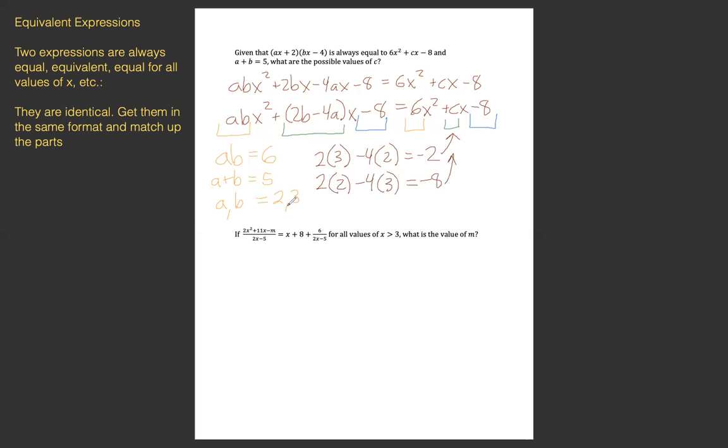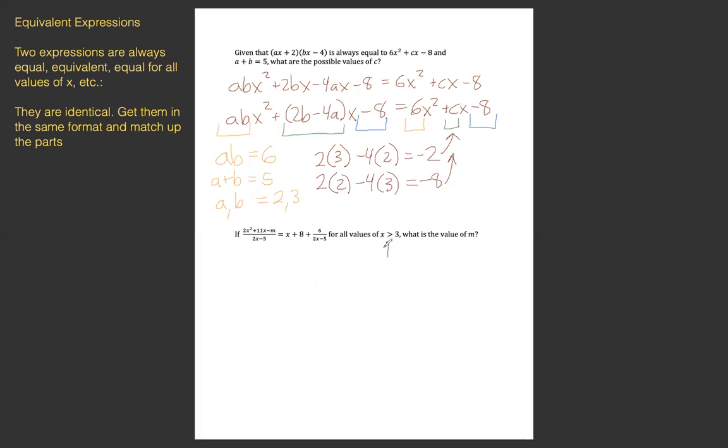That question would potentially have two answers on the test, or it might have answers that list both of those as possibilities. But the general idea there is, because we know that they're equivalent or equal for all values of x, or identical, whatever the phrasing is, we get them in the same format and we match up the parts. Let's do one more here that looks a little bit different. If this equals that, for all values of x greater than 3, what is the value of m?